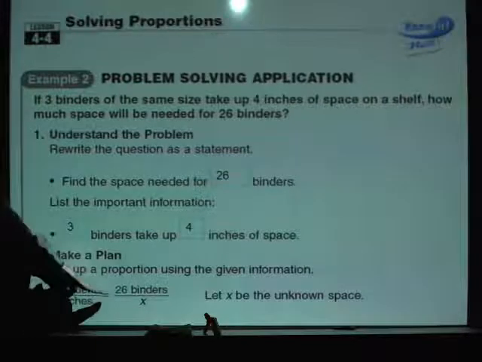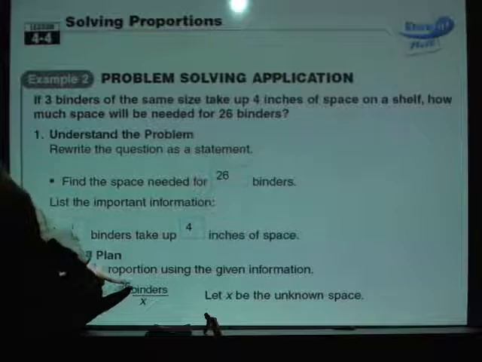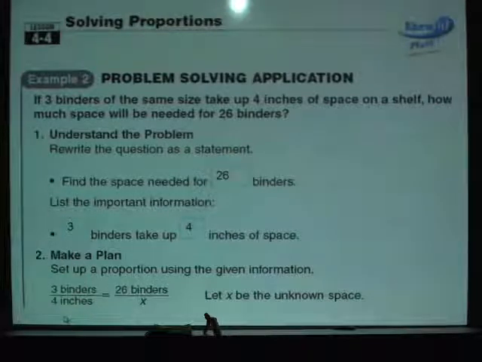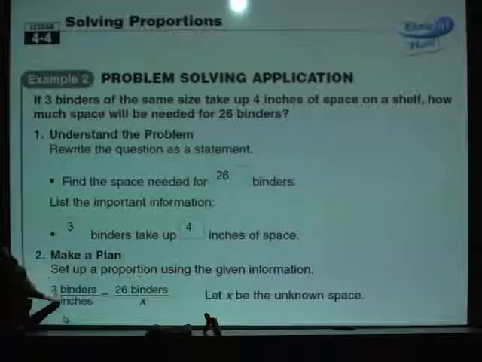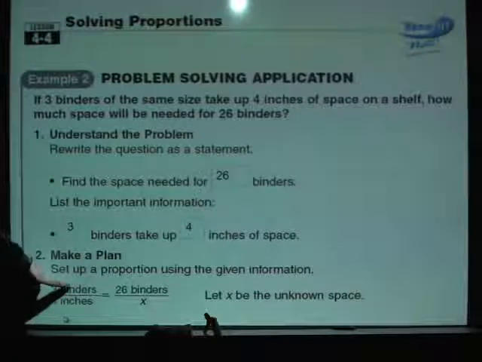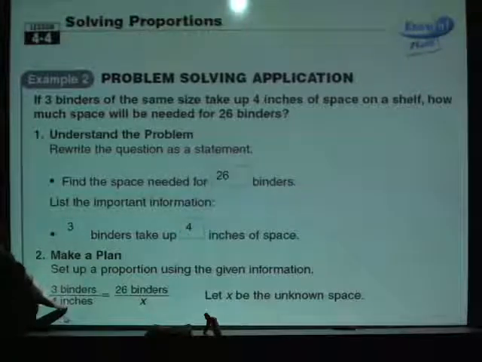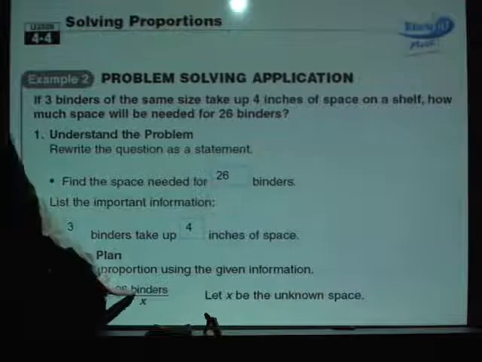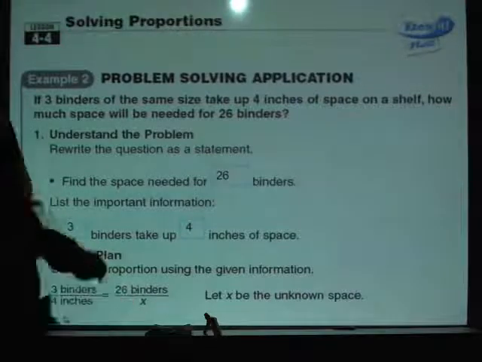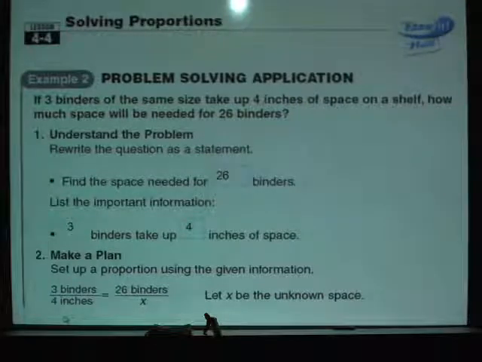They want us to bubble that up to represent 26 binders, and we're figuring out how much space that takes up. Now, one of the things that's important when we're writing our proportion is some consistency. Look at this guy on the left side here. They put the number of binders being compared to the amount of space it takes up, the number of inches. Binders on top, inches on the bottom. When I come over here to write my other fraction, you have to write it the exact same way. Binders on the top, inches on the bottom.